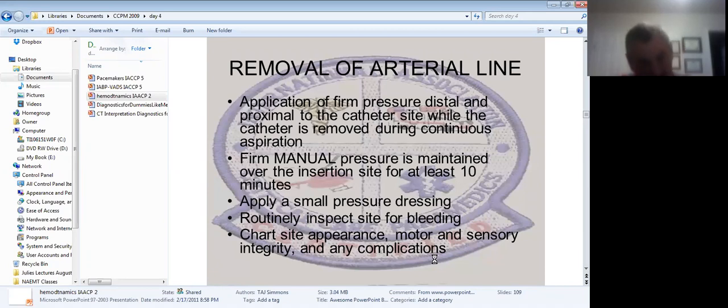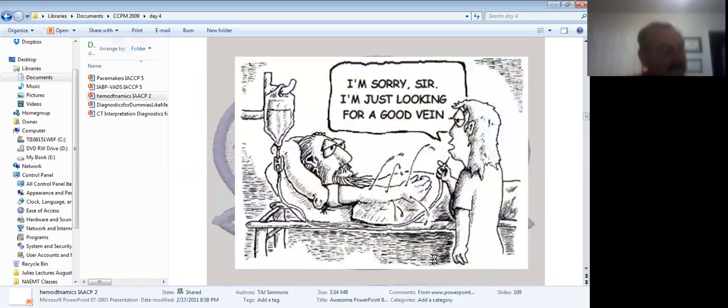I would clearly recommend, if you're going to remove an art line in transport, that you actually talk to medical control as soon as it's practical, because that would be a really, really big deal.